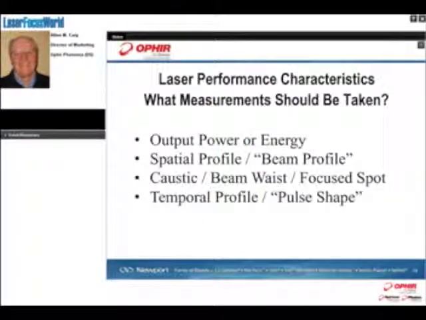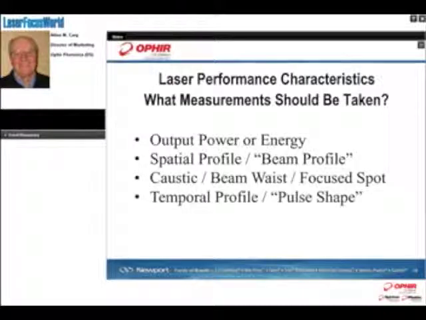So what measurements should be taken? You've got a laser. You want to ensure that you've got beam stability over time, that kind of thing. So what measurements do you take on a laser in order to ensure that you have that stable laser? First one is output power and energy, and we're talking primarily about beam profiling in this presentation, but do want to make note that it is important to measure how much output your laser is putting out. So taking an average power, single shot, or multiple pulse energy measurements is certainly important.